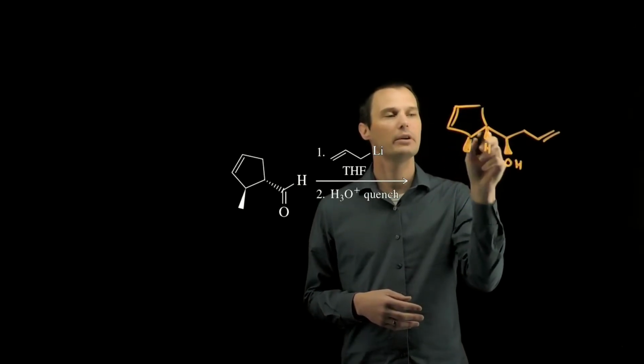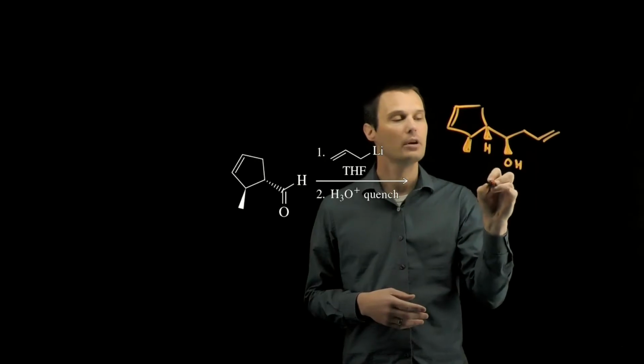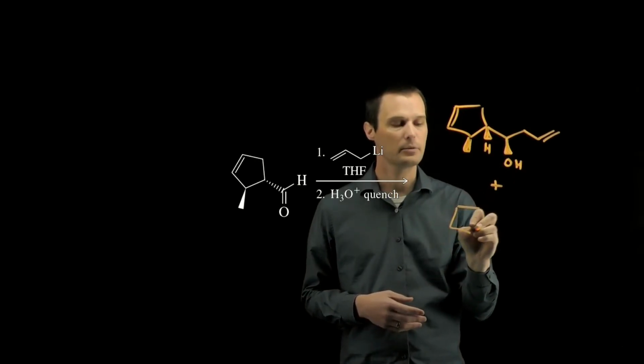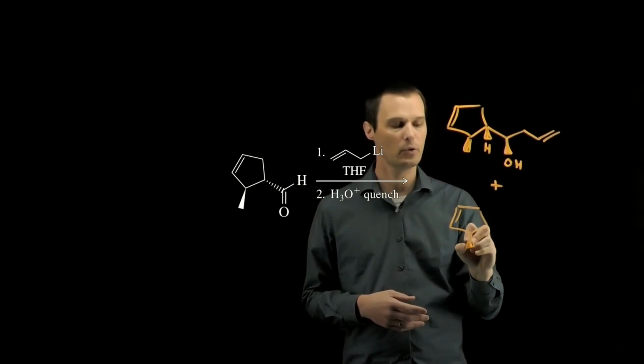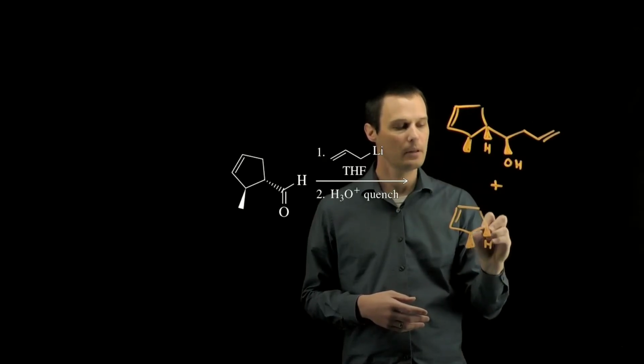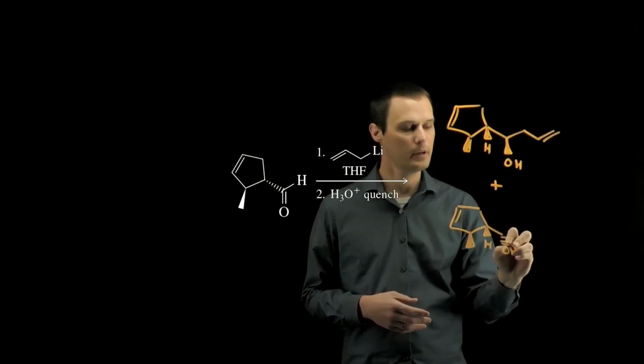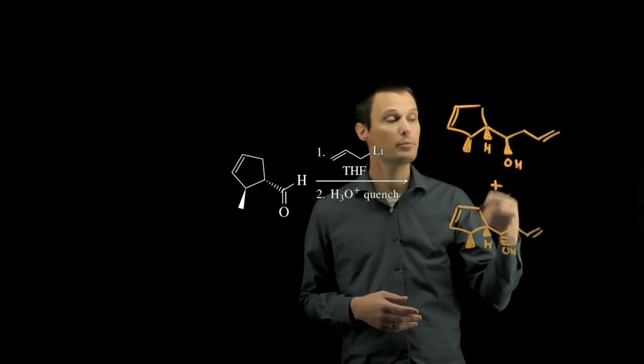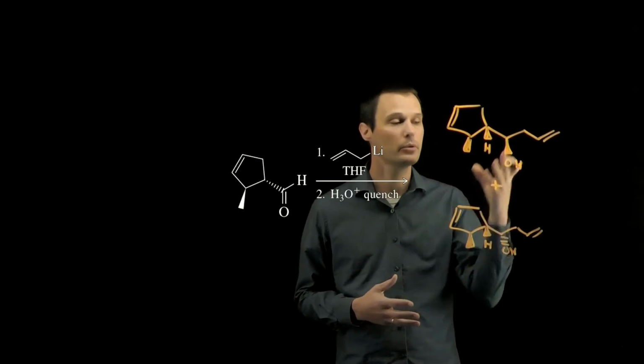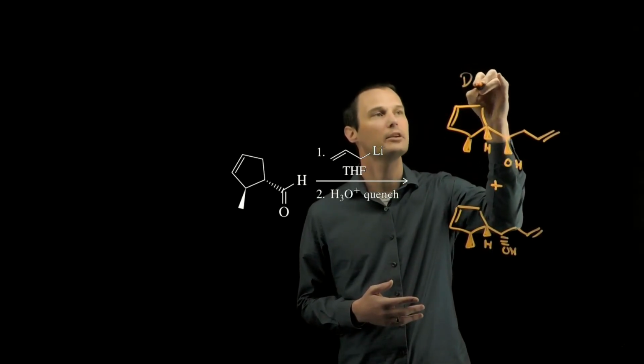When there are other stereocenters in the molecule that don't change, we still form a mixture of stereoisomers, but enantiomers is no longer the correct descriptor. The other product that we would form would be this alcohol here, and these products are not enantiomers of each other. The relationship between these products is diastereomers.